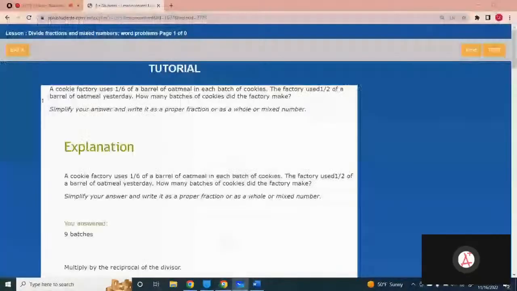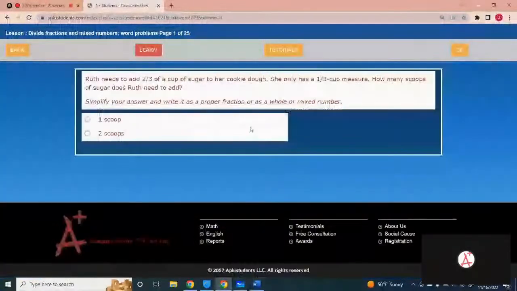Okay, let's start with the test questions. The next one is: Ruth needs to add 2/3 of a cup of sugar to her cookie dough. She only has a 1/3 cup measure. How many scoops of sugar does Ruth need to add?